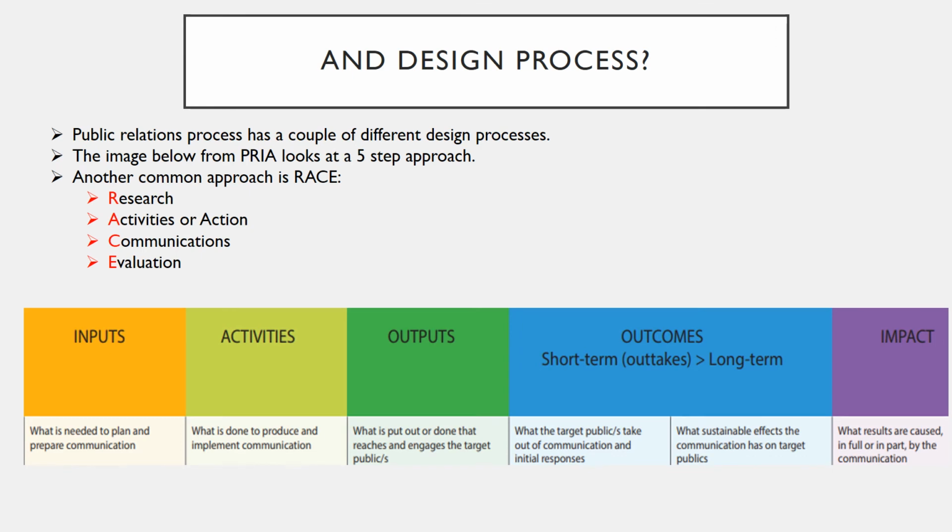And the design process, well, we saw an image on the previous slide on the right-hand side, which was one design process. The one below from the Public Relations Institute of Australia looks at a 5-step approach: inputs, activities, outputs, outcomes, and impact. Another common approach in this area is RACE: research, activities, communications, and evaluation. Whatever process you use, just make sure you use one, because it means that you're planning for an activity to happen and you can therefore measure its effectiveness. Think the SMART objectives.